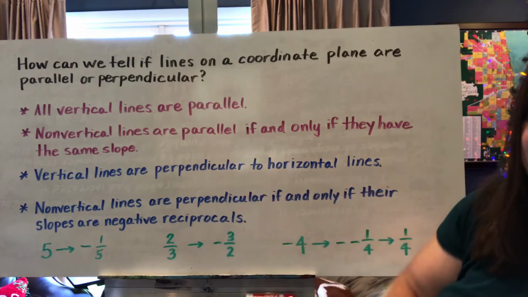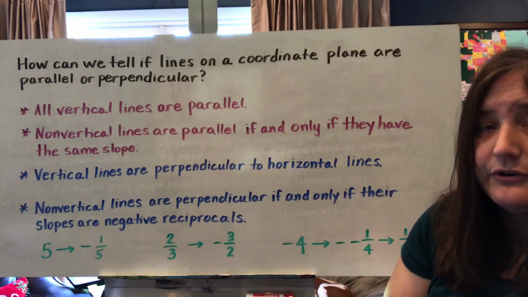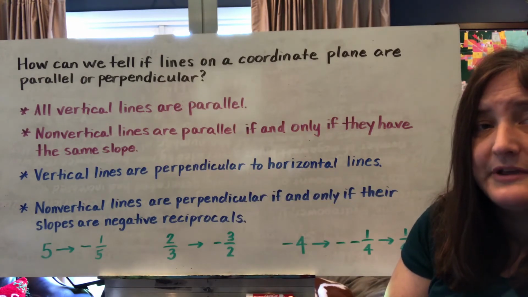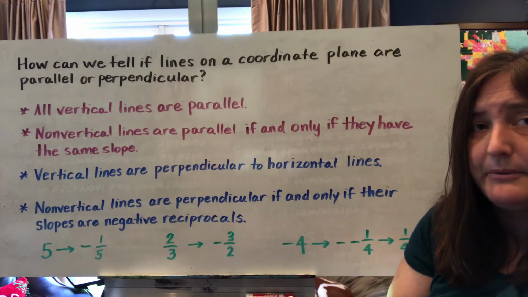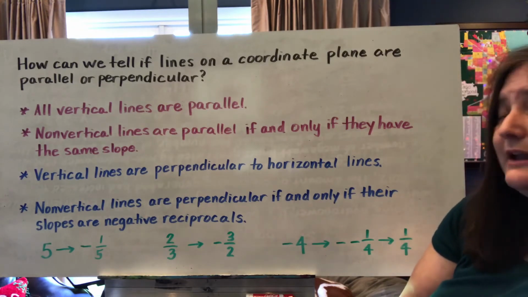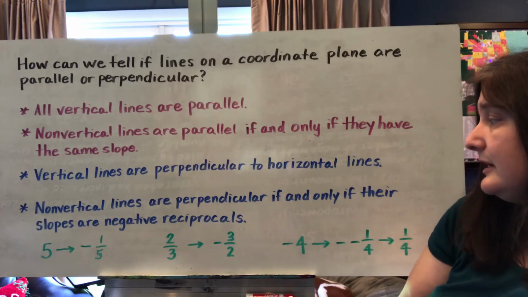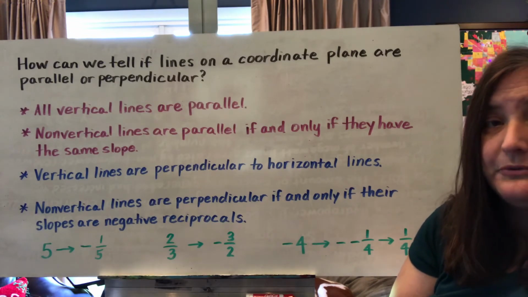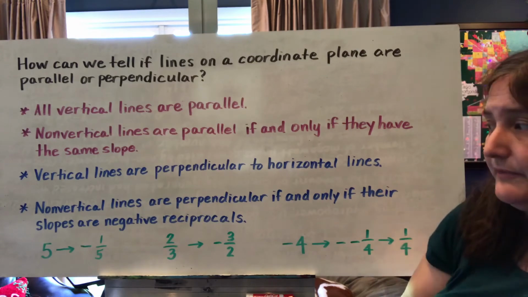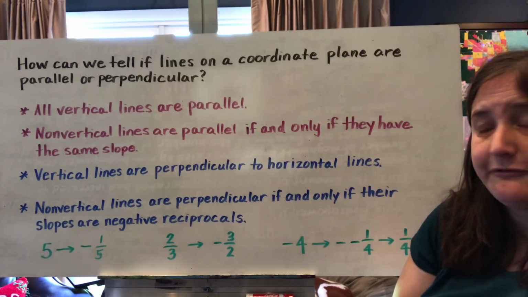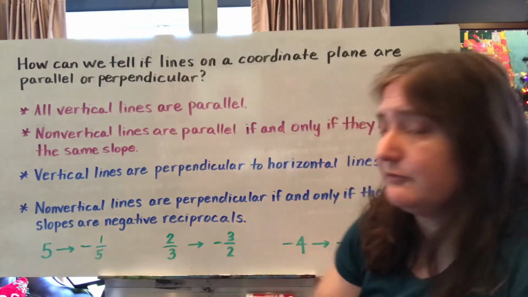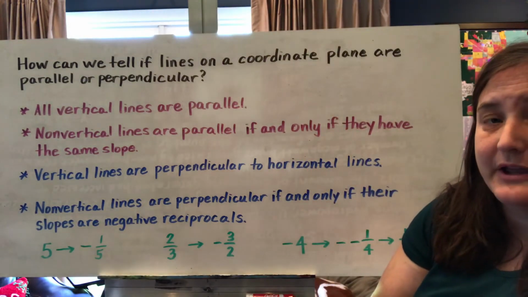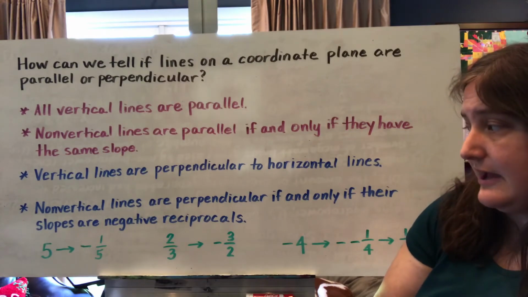Vertical lines are perpendicular to horizontal lines. So vertical lines have an undefined slope and horizontal lines have a zero slope. Where a vertical and a horizontal line meet, they will form four 90-degree angles and are therefore perpendicular. When it comes to non-vertical lines, we know they are perpendicular if and only if their slopes are negative reciprocals of each other. So what that means is if I have a first line with a slope of 5, its negative reciprocal is negative 1/5. So another line with a slope of negative 1/5 would be perpendicular to that line.